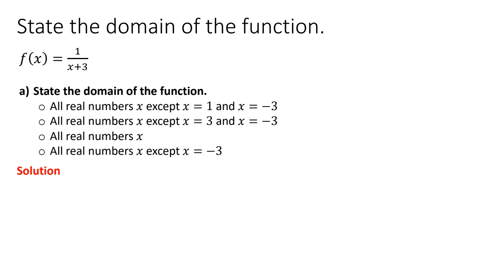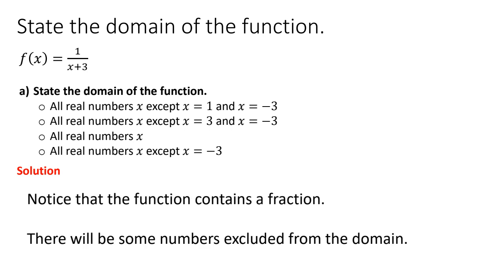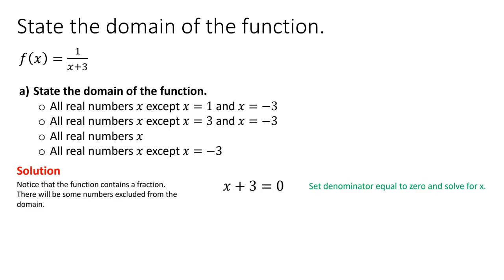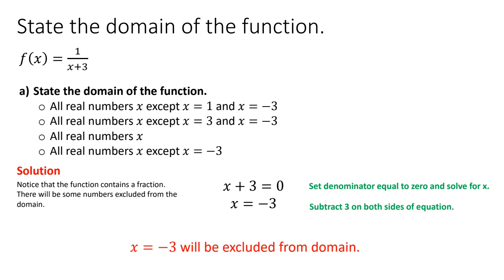So if we don't see it, what we want to do is set the denominator equal to 0 and then solve for x. So here my denominator is x plus 3, and I'm going to solve for x. By solving for x, it tells me that if I ever use -3 for x, I'm going to get a 0 on the denominator, right? So that means that I can use any number except for this -3. It's going to be excluded from our domain.